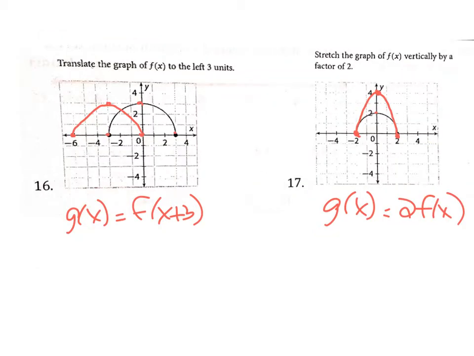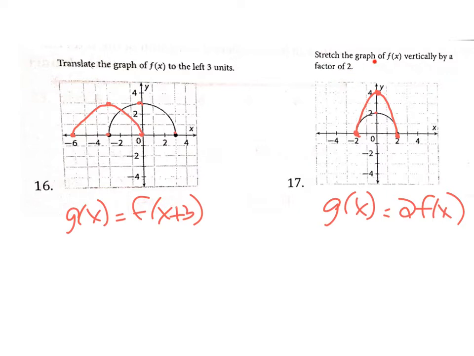Okay, let's see here. 16, 17 are just shifts. When you see the word translate, that means shift. This is left 3. So I took this graph right here. I took this point, went 3 over. This point went 3 over. That point went 3 over to the left. And remember, left and right is inside the parentheses, opposite of what you think. So 3 left meant plus 3.